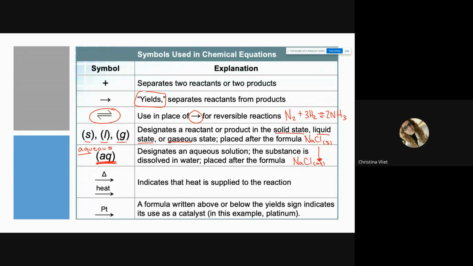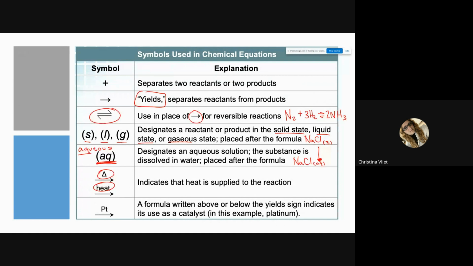All right, bottom. If you see something at the top of the arrow, this is something that aids the reaction, meaning it's some kind of helper. First, we could add heat to a reaction. So if we add heat to a reaction, we either indicate that with a triangle, which means heat, or we write the word heat. One of the two. They mean the same thing. This means that heat is supplied to the reaction.